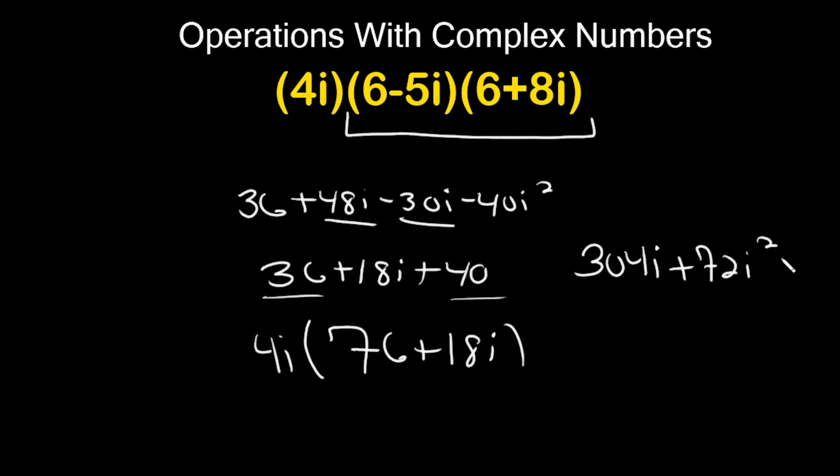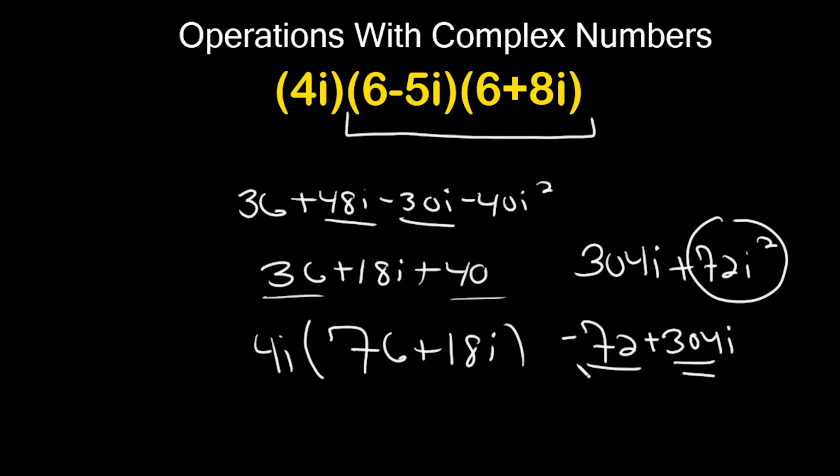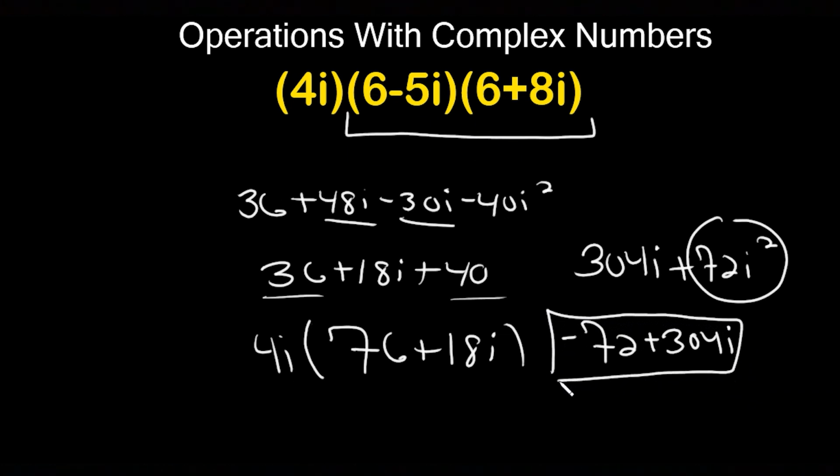And we know that i squared is really negative 1. So this ends up being negative 72 here. So I'm going to go ahead and put negative 72 plus 304i. Again, I'm writing the real part first, followed by the imaginary part here. Okay? And at this point here, there's nothing else you can do. So I'm going to go ahead and box this in. And there you go. I have my complex number. I have my real part, my imaginary part. I cannot combine anything else here. I'm done. All right. And that is it.